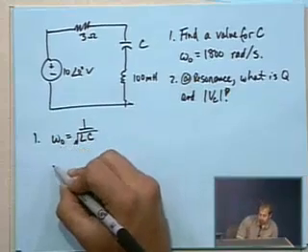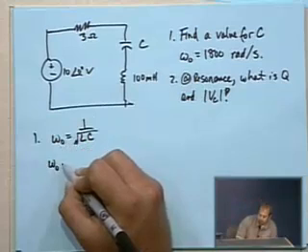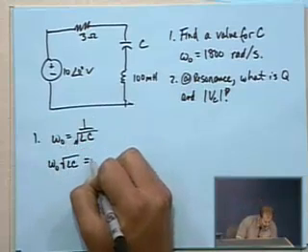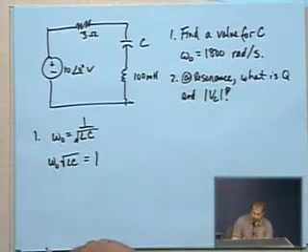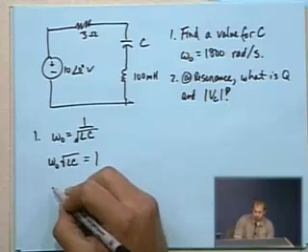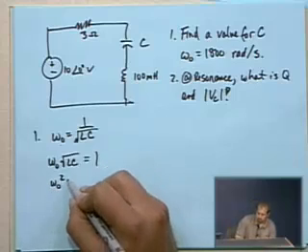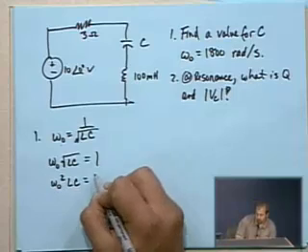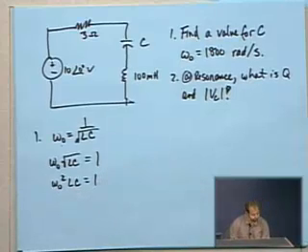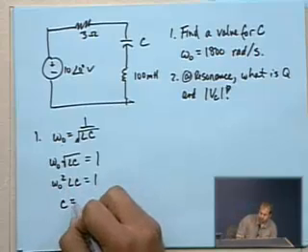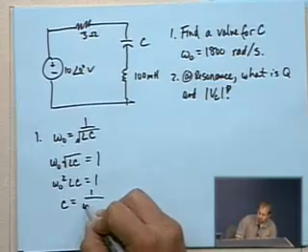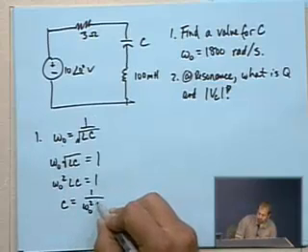So we have omega naught times the square root of LC equals 1. Let's square both sides to get rid of that root, and so you have omega naught squared times LC equals, well, 1 squared is still 1. That's kind of nice. Then rearrange the terms to get C by itself, and C is going to be equal to 1 over omega naught squared times L.